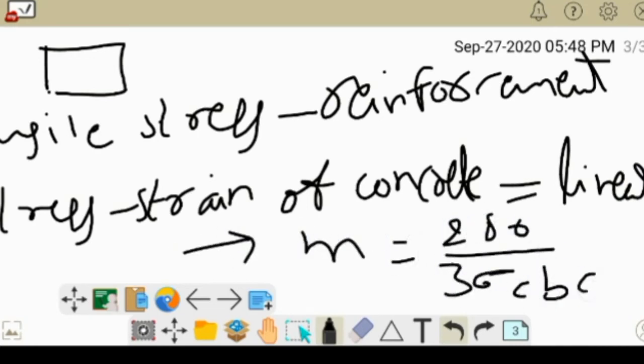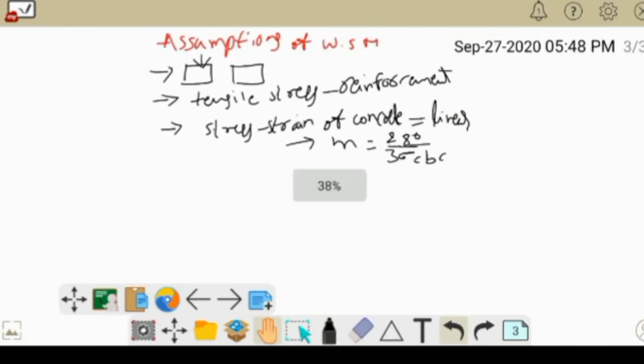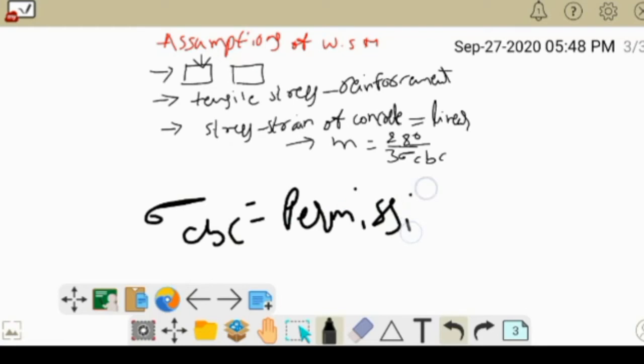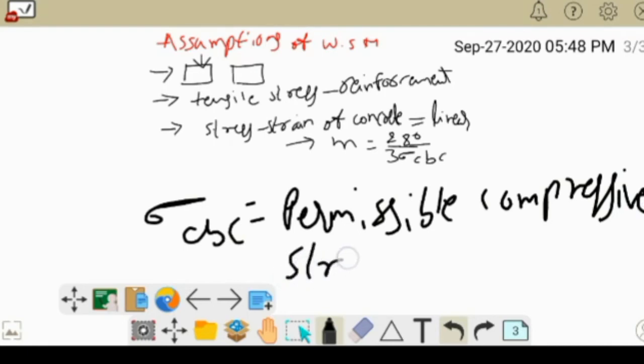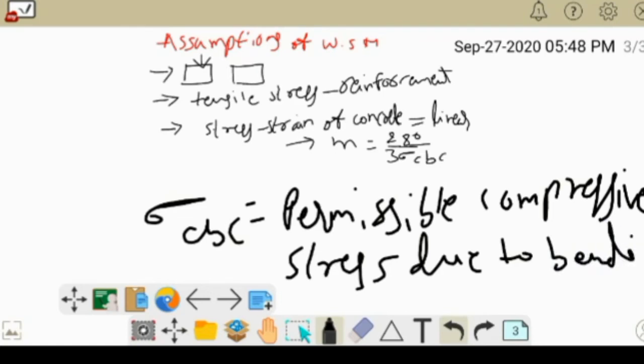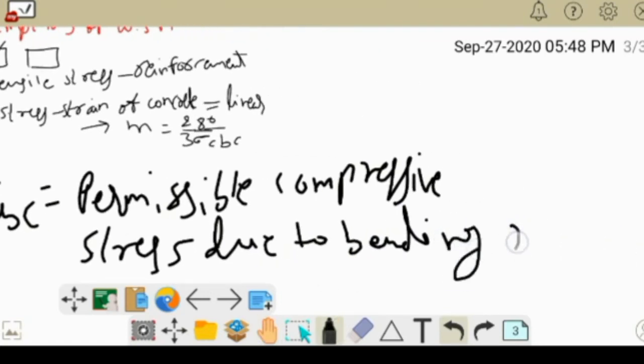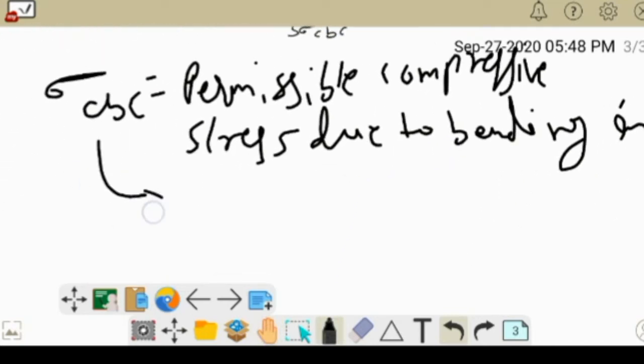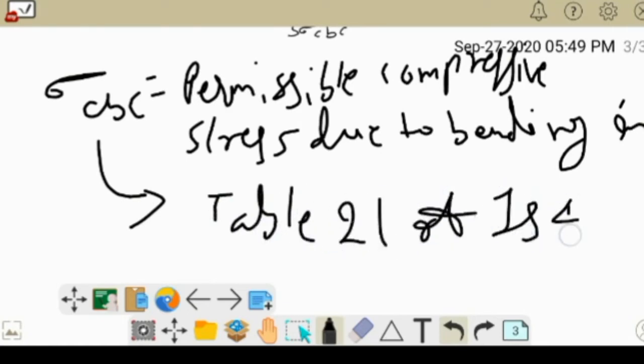The modular ratio equals 280 by 3 sigma cbc, where sigma cbc is the permissible compressive stress due to bending in concrete, in Newton per mm square. These values are available in Table 21 of IS 456 2000.